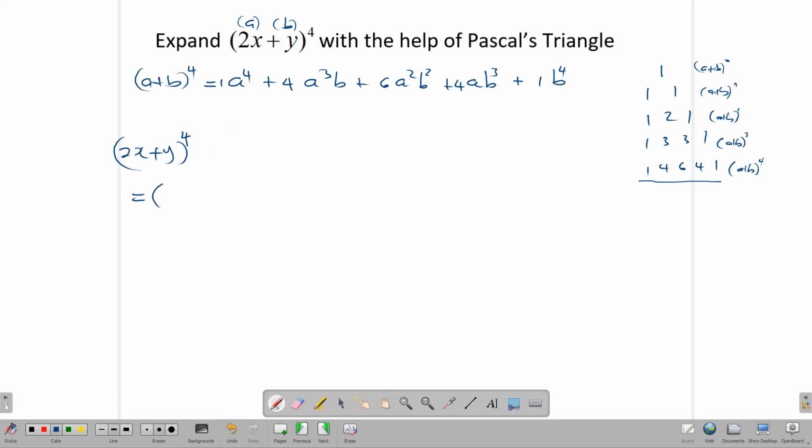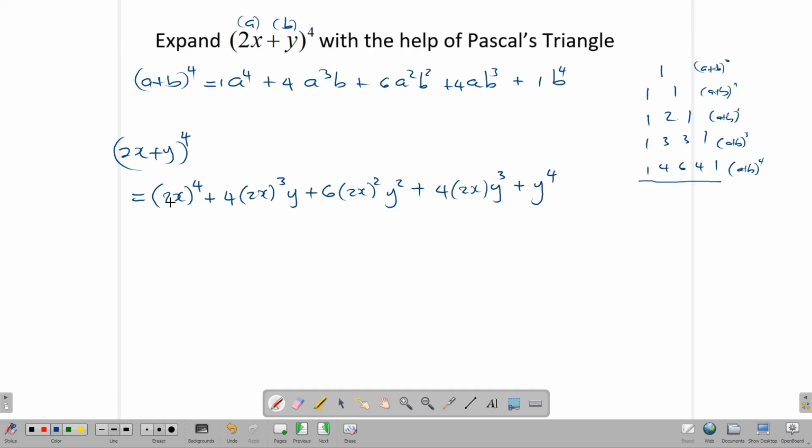a is 2x, so we have 2x raised to the fourth plus 4, that 4 times a to the third, remember a is 2x, so we have 2x raised to the 3, and then b is y, plus here 6, a square is 2x, so we have 2x square, then b square, and b is y, so we have y square, plus 4a, and a is 2x, so we put our 2x, 4 times 2x times y to the third, and then we end by writing down y to the fourth. Remember, y is b.